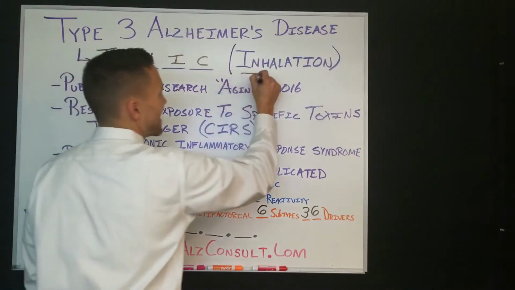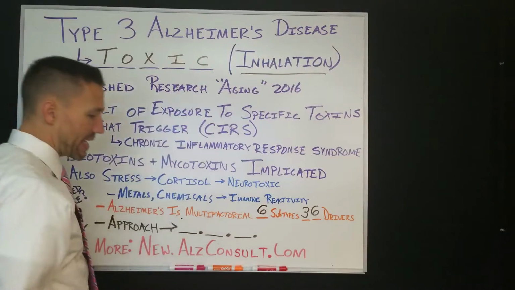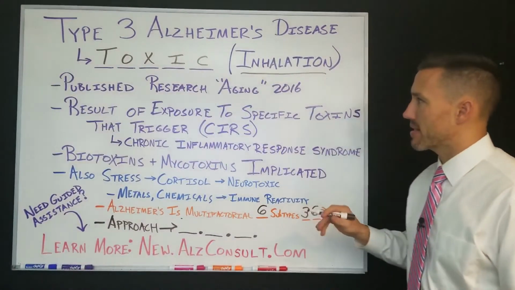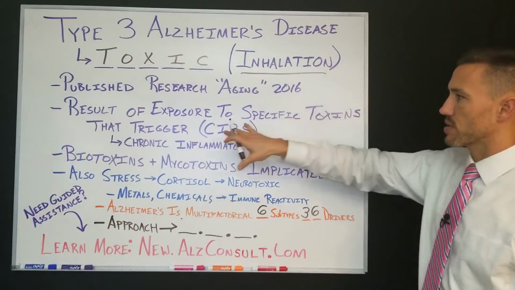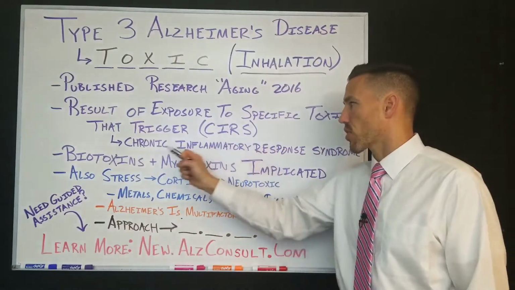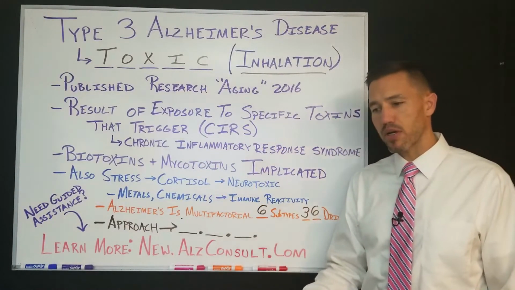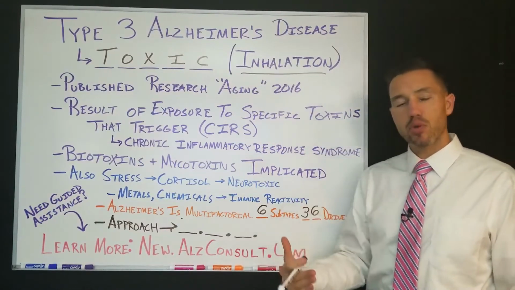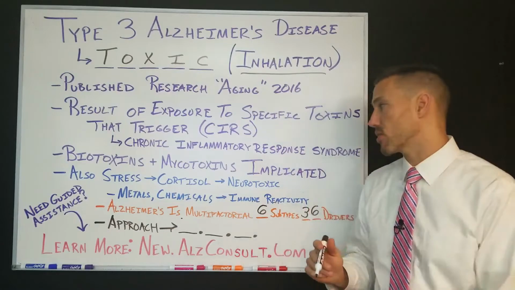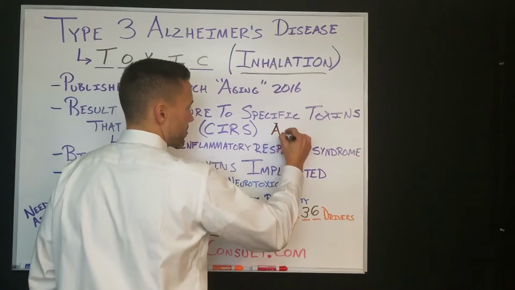toxic or inhalation-based Alzheimer's. The research was published in the journal Aging in 2016. And the thing about this is that they found that this was the result of exposure to specific toxins that trigger SIRS, or a chronic inflammatory response within the body. This chronic inflammatory response affects a molecular switch on your nerve cells. Now, this molecular switch is the APP.